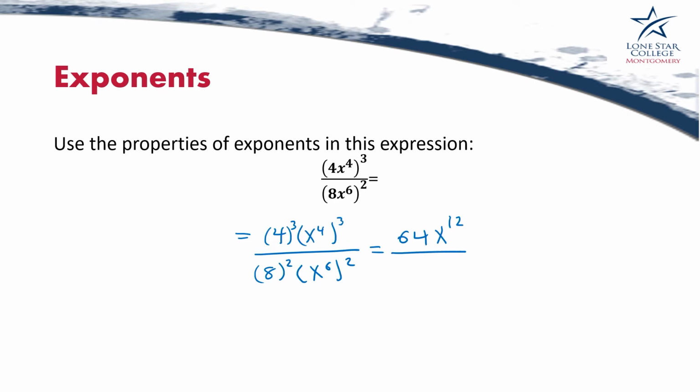And now we do the same thing on the bottom. 8 to the second is 64. x to the 6 raised to the second is the same thing as saying 6 times 2, which gives us 12 again. Now we see that we can cancel top and bottom because we have 64 and 64, and x to the 12 and x to the 12 on top and bottom.